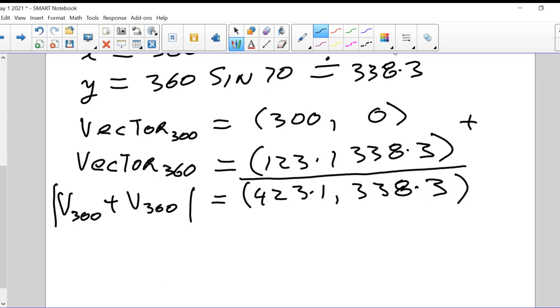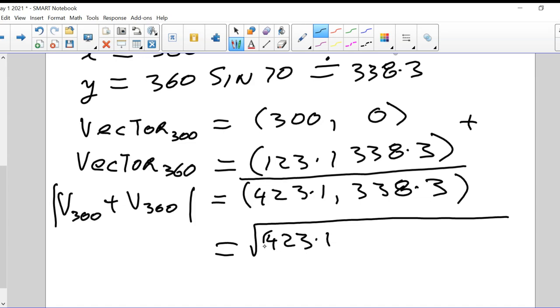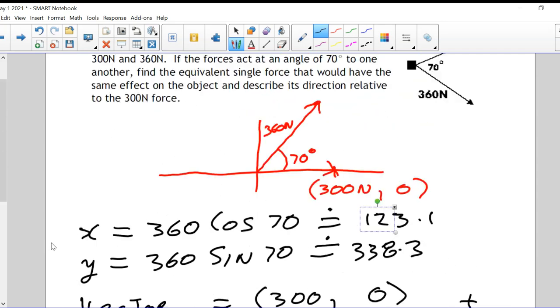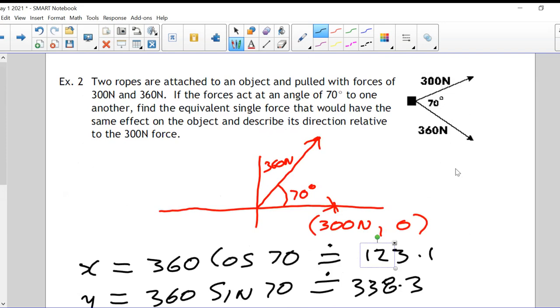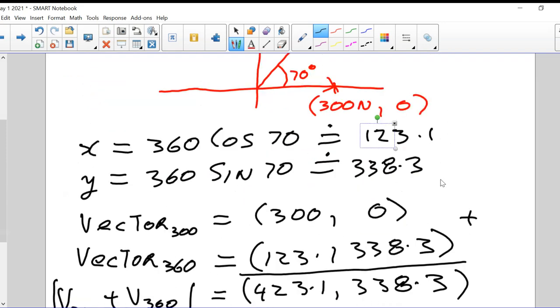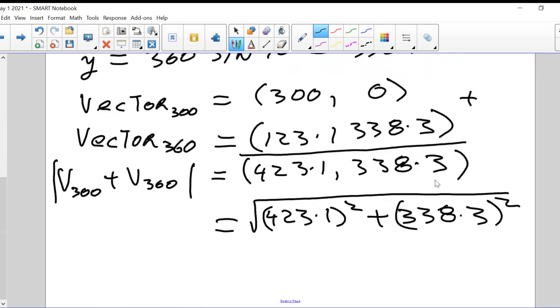Thank you, Richard. And to get the actual magnitude, we're just going to simply take the square root of the sum of the 423.1 squared plus the 338.3 squared. So this is going to be the sum of the 300 Newton vector and the 360 Newton vector. That's all we need to do. So this is the sum.